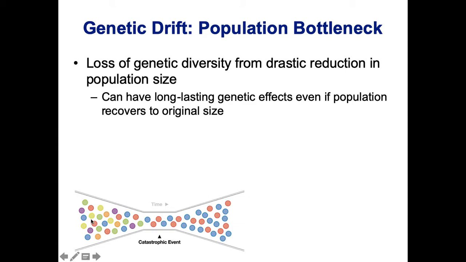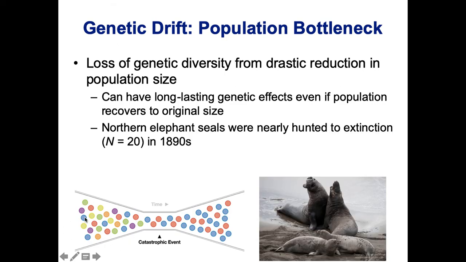So here's another example where we've got lots of different colored genes. We've got purple and yellow and green. And in this catastrophic event, only the red and blue happened to survive. And so the yellow and orange and green and purple all are eliminated from the population. So you can see that the genes left after this bottleneck are very different than what we had before the bottleneck.